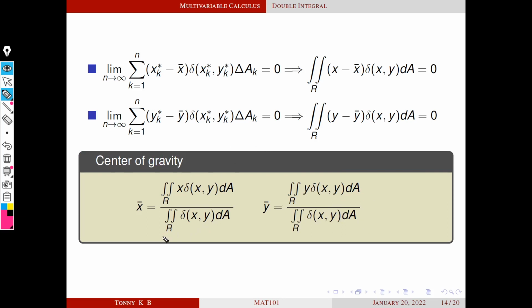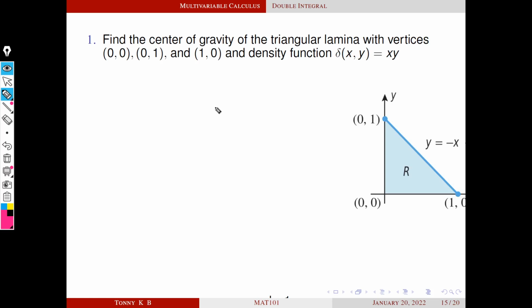Also, we know that this denominator, what about this one? Yes, this is the mass of the lamina. So x bar equals this integral divided by the mass of the lamina. Similarly, y bar equals this integral divided by the mass of the lamina. Okay, consider a problem.